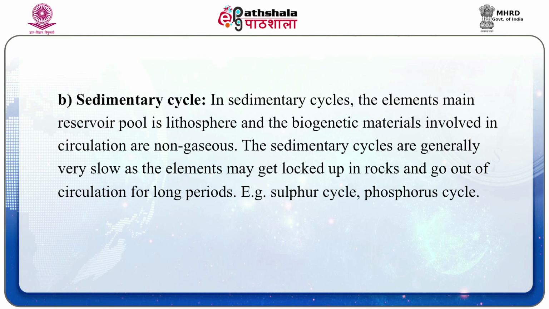The second one is the sedimentary cycle. In sedimentary cycles, the element's main reservoir pool is the lithosphere, and the biogenetic material involved in circulation is non-gaseous. The sedimentary cycles are generally very slow, as the element may get locked up in rock and go out of circulation for a long period. Examples: sulphur cycle, phosphorus cycle.